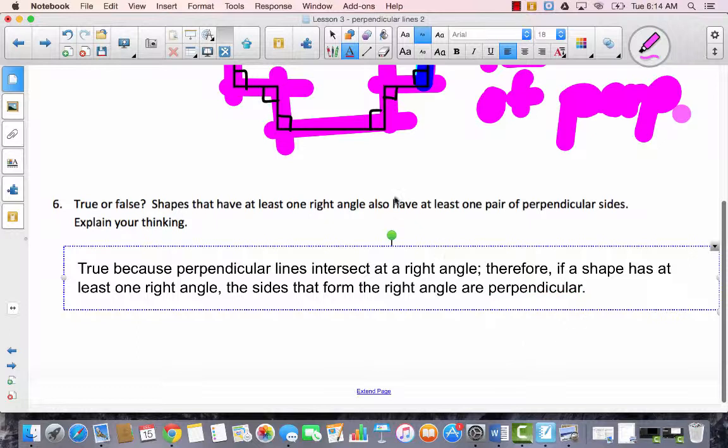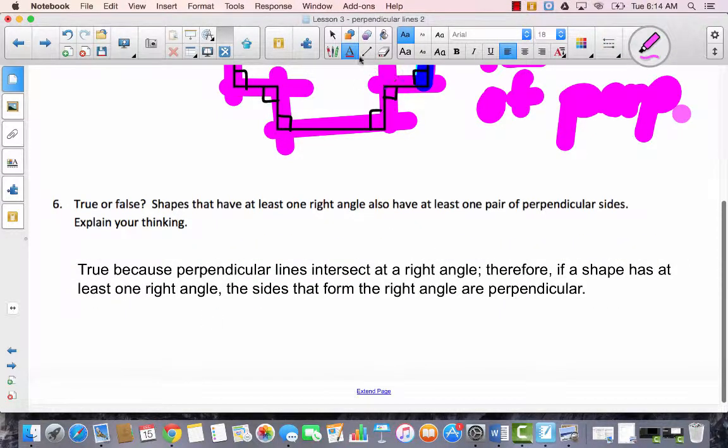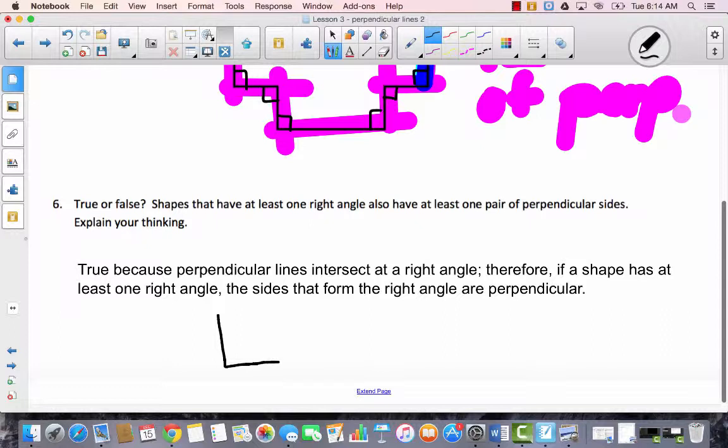Okay, so if you come up here and look at this side, and let's just think of a square, for example. Or let's not do a square because it has a bunch of perpendicular lines. Let's do a right triangle. Okay, so if I have a right triangle, let's go back to pen, and I have a right angle here. Pretend that's a right angle, even though it's not perfect. If this is a right angle, then these two sides have to be perpendicular. So any figure that has at least one right angle has at least one pair of perpendicular sides.